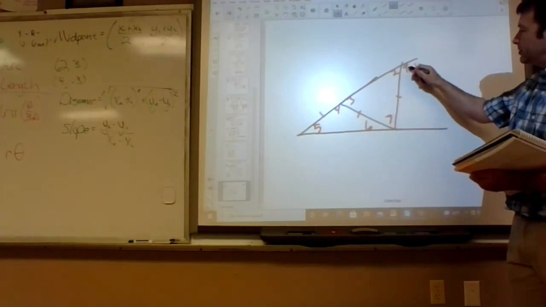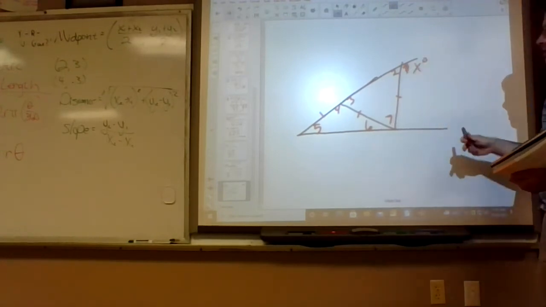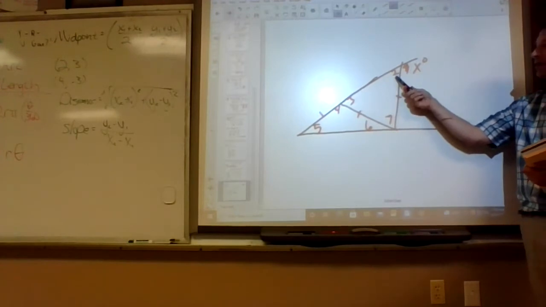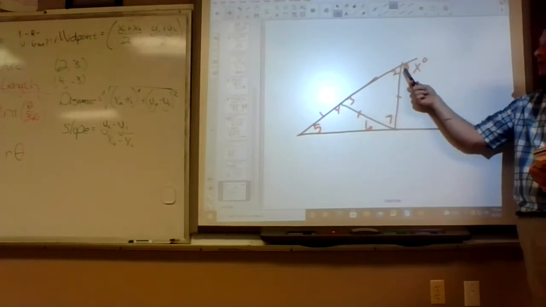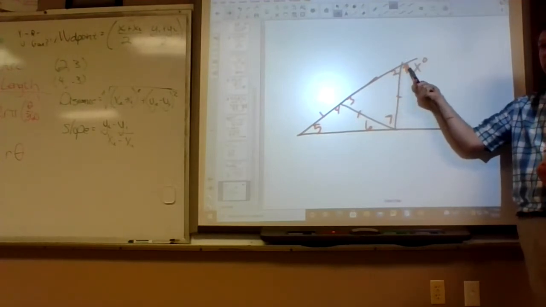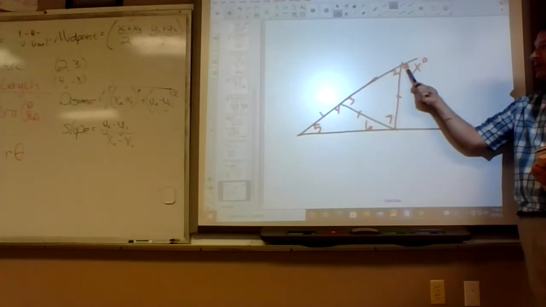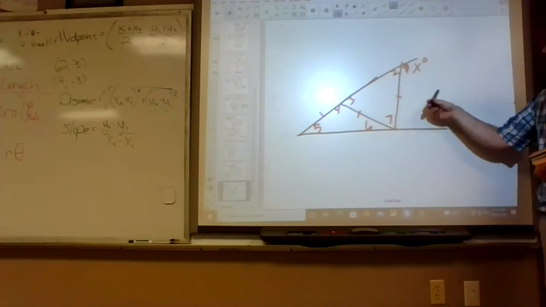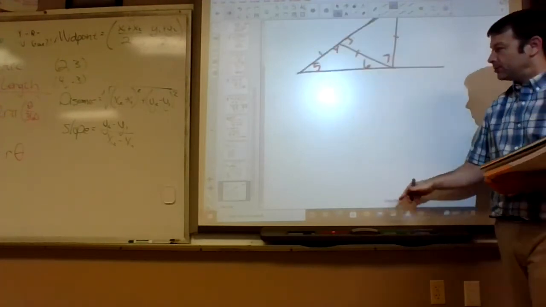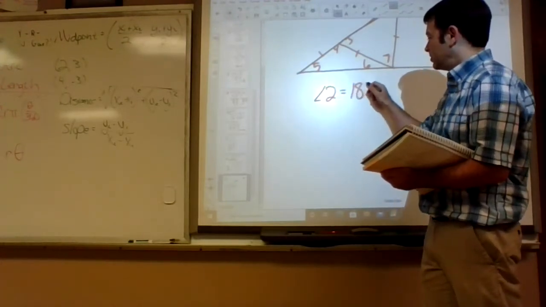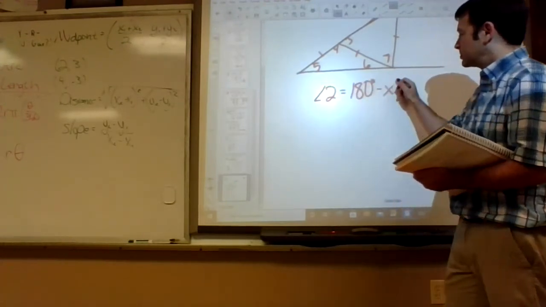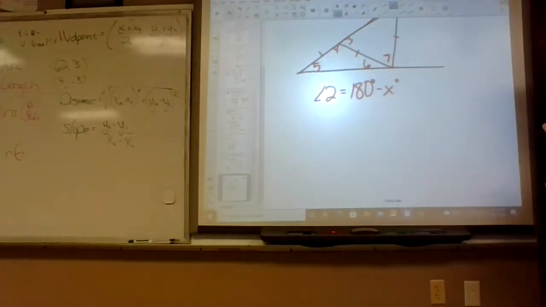Alright, so this guy, let's get rid of that. That's x degrees. So how do I find the measure of angle 2? Right. If they make a line together, they're called a linear pair. You guys remember that? So if you do 180 minus this, you should get that. How do we do 180 minus x? We don't. We're not really solving this. We're just writing the answer in terms of x. Angle 2 would equal 180 minus x.